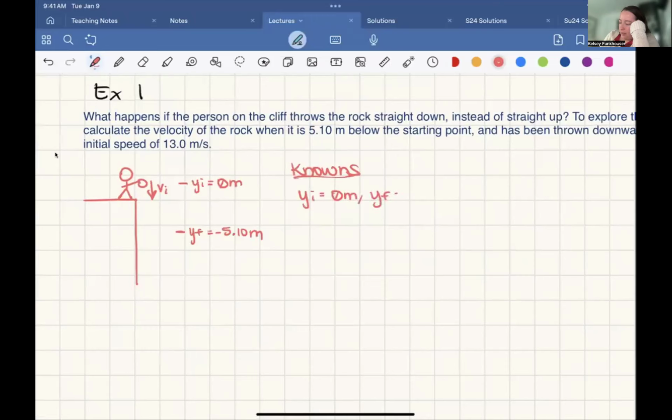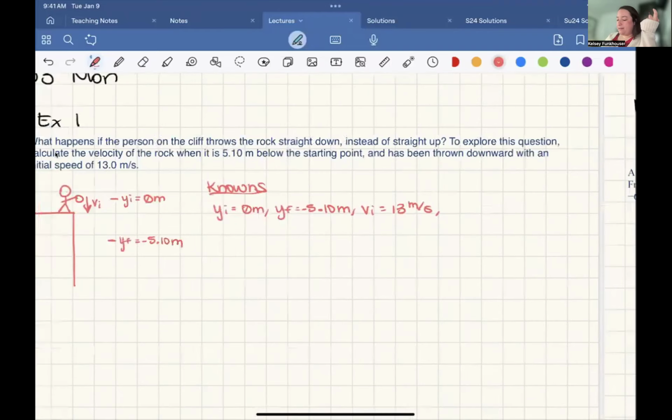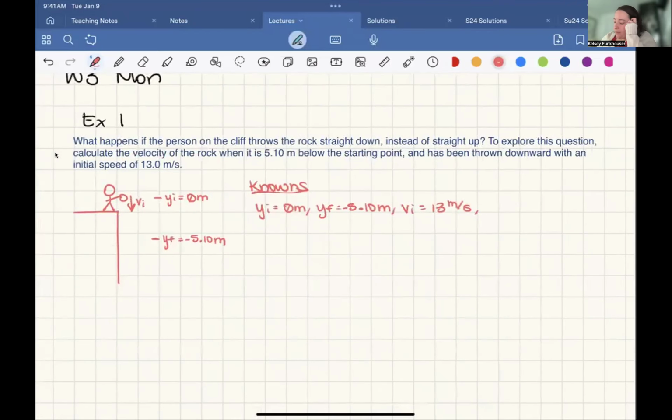Y final is negative 5.10 meters. Its initial velocity is 13 meters per second. And then there's one that's not in the question prompt, but we know what it is because we know we're doing free fall. And that is that the acceleration is negative g, which is negative 9.8 meters per second squared. Okay. Then unknowns.